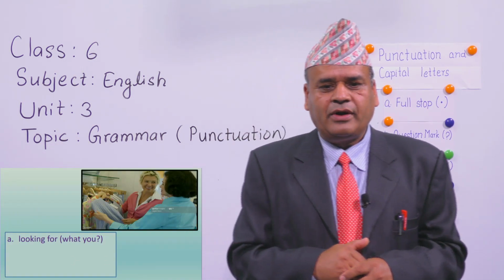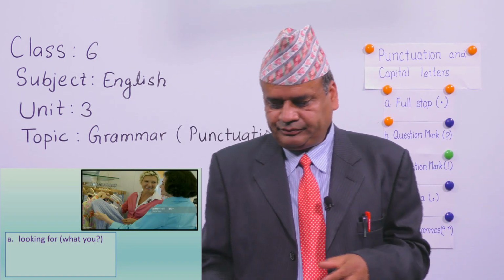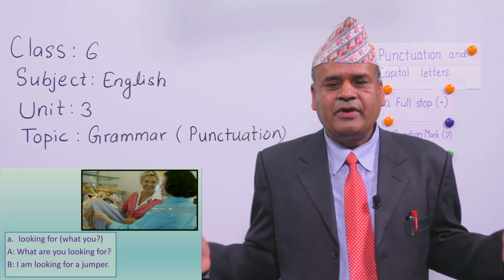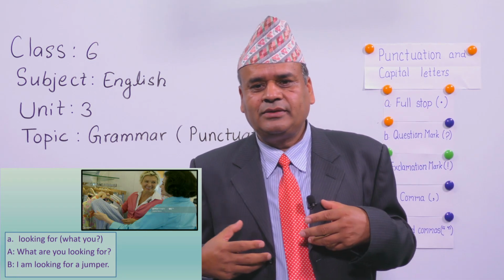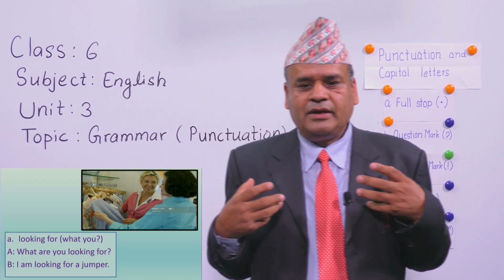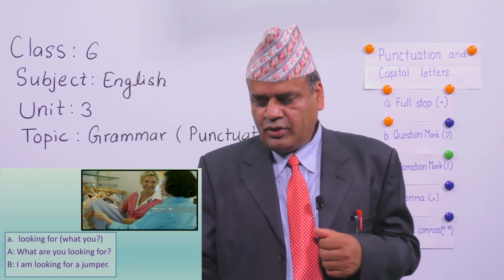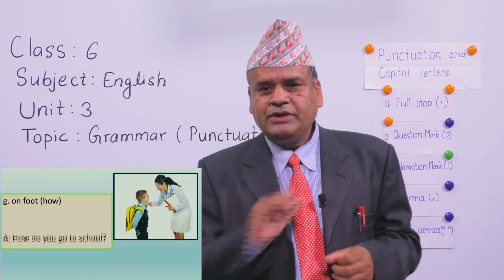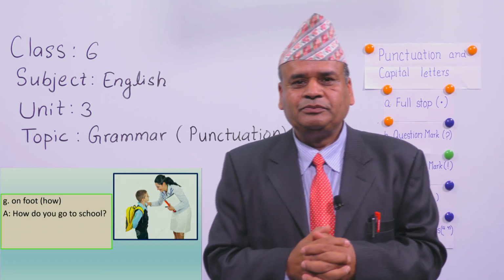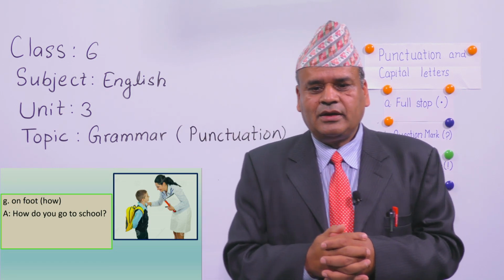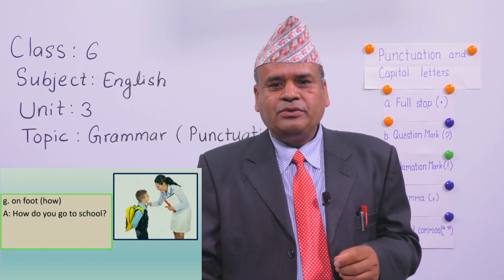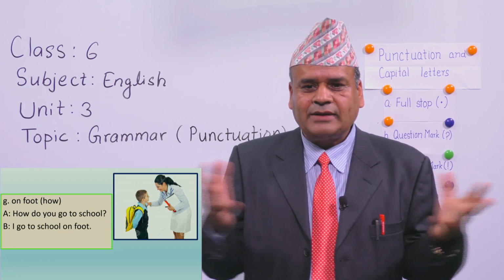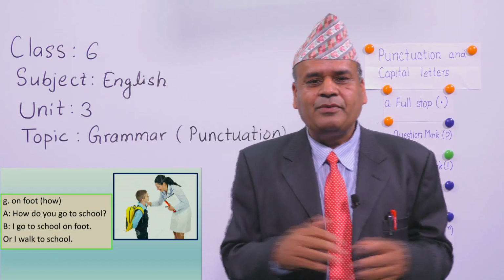Next is looking for. What are you looking for? Okay, what are you looking for? Okay, I'm looking for a jumper. Jumper is a dress which is used over, and that is like pullover. Okay, on foot, asking question. How do you go to school? Okay, I go to school, you see, okay, on foot. Going to school on foot means walking to school. So, or we can say, I walk to school.